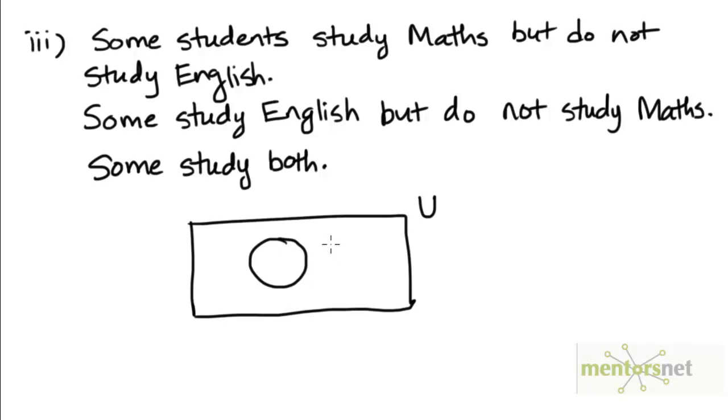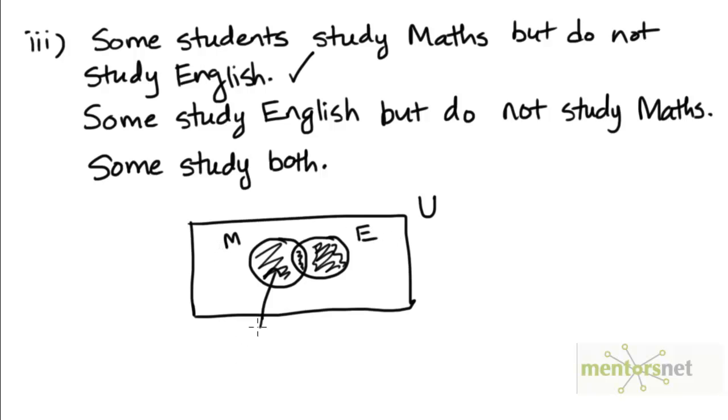So the most general Venn diagram possible between sets M and E looks like this, where you have some elements that are in the set M but which are not in E. Those are the students corresponding to this description, and they will fall in this region of the Venn diagram. There are other students who study English but do not study maths, so there are some elements that are in the set E but which are not in the set M. And there are some students who study both, so there are some students lying in this region as well. So this is the most general relationship between M and E.